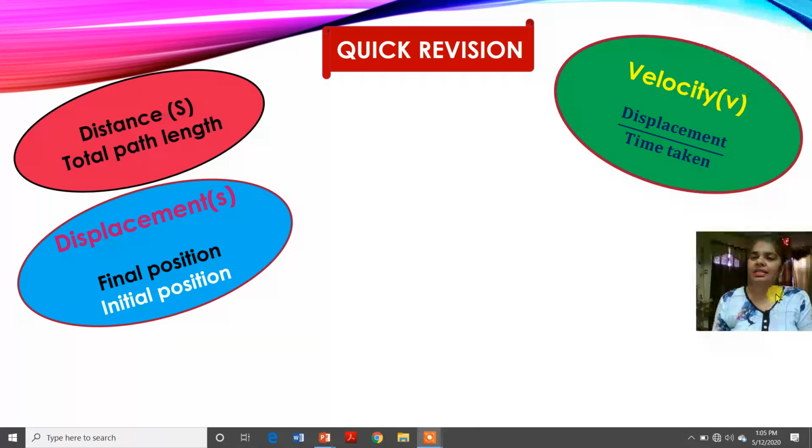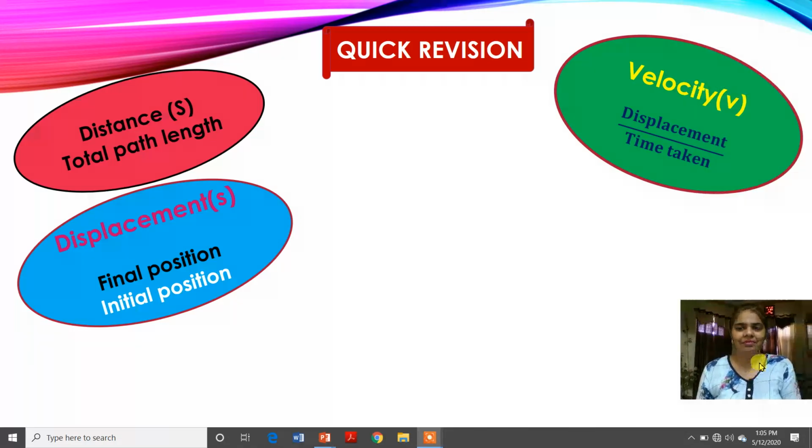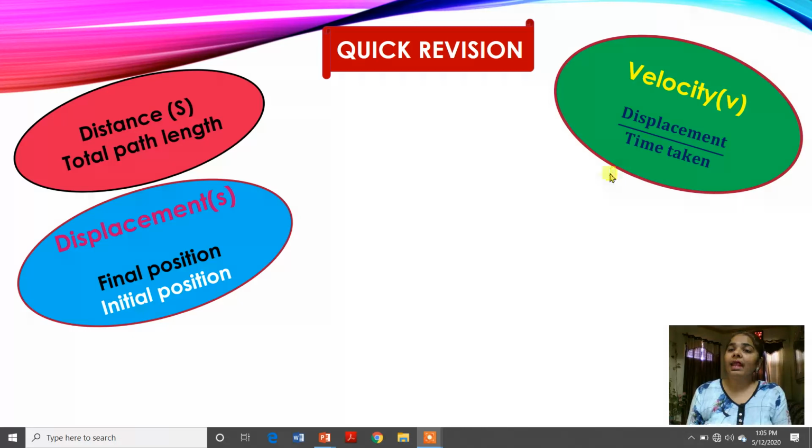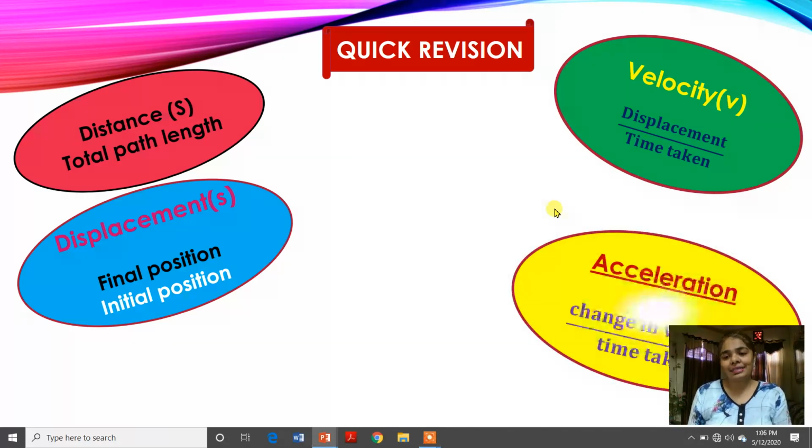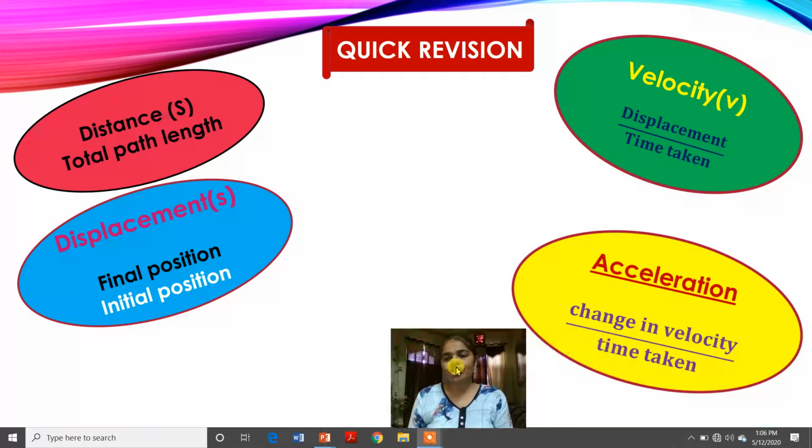Velocity means displacement upon time taken. And next we have studied about acceleration. It is change in velocity upon time taken. And change in velocity means final velocity minus initial velocity upon time taken.